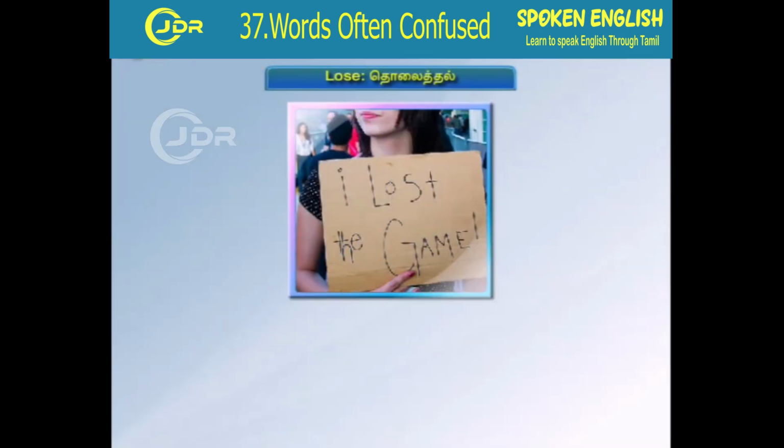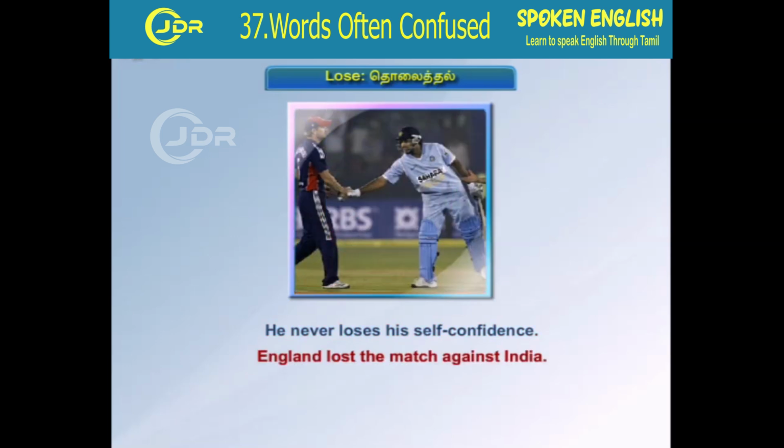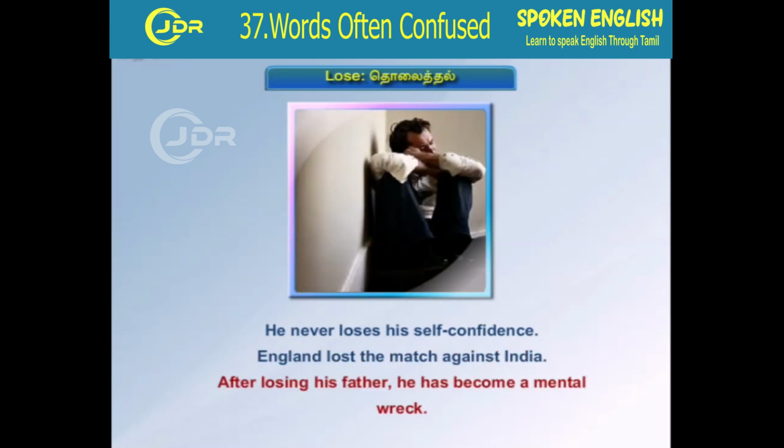Lose. He never loses his self-confidence. England lost the match against India. After losing his father, he has become a mental wreck.